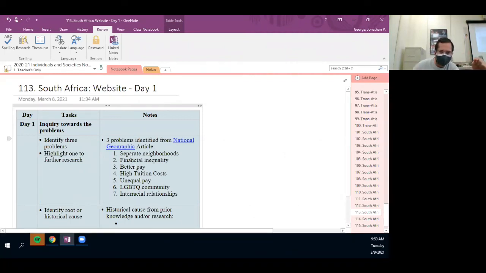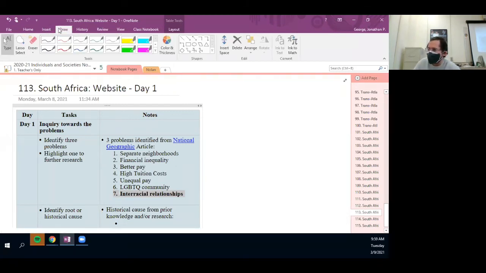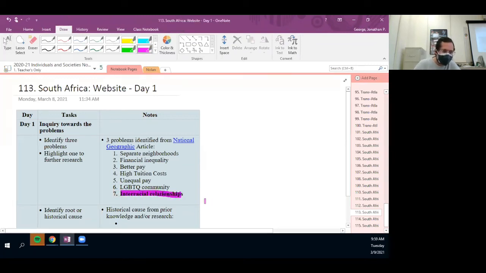After you identify some of those, look at that and say, which one would you want to focus on more to create a campaign, a website to target or to improve that issue? Maybe it's unequal pay. Maybe it's support for the LGBTQ community. Maybe it's interracial relationships. What you do is just highlight it, or make it bold or something. Let's see. Maybe you're going to focus on interracial relationships.